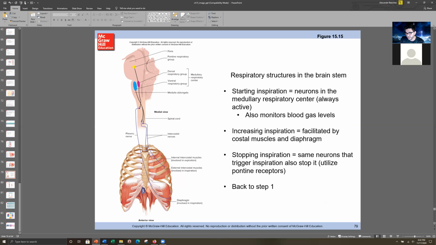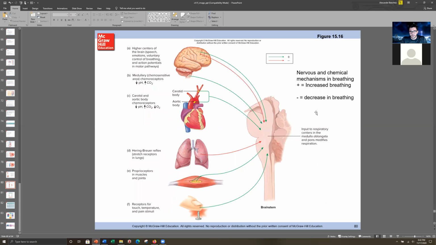Increasing inspiration is facilitated by costal muscles and the diaphragm. Stopping inspiration: the same neurons that trigger inspiration we can also use to stop it. We can utilize pontine receptors to stop our inspiratory mechanism, and then we can go all the way back up and start it all over again. Here we've got several different systems that control things like breathing behavior too.